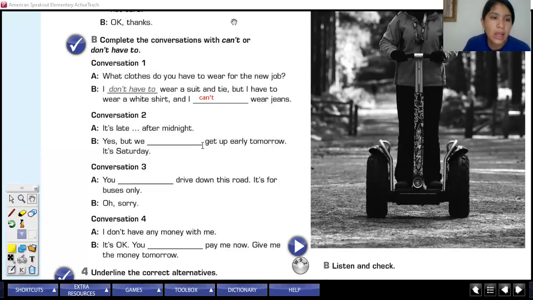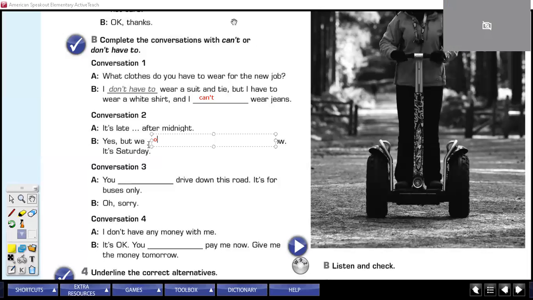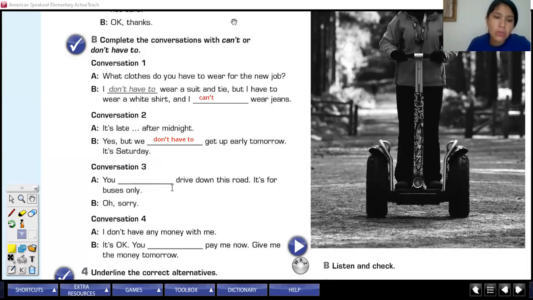Conversation 2. It's late, after midnight. Yes, but we what? Don't have to. Don't have to, very good. We don't have to. It's Saturday. Conversation 3. You drive down this road, it's for buses only. You can't. You can't, very good. Conversation 4. I don't have any money with me. It's okay, you don't have to. You don't have to pay me now. Give me the money tomorrow.